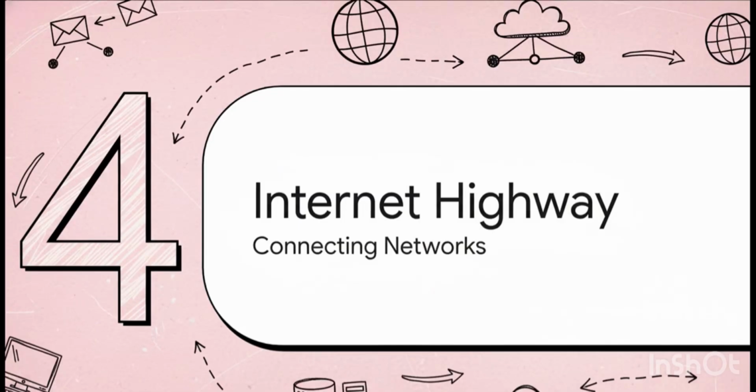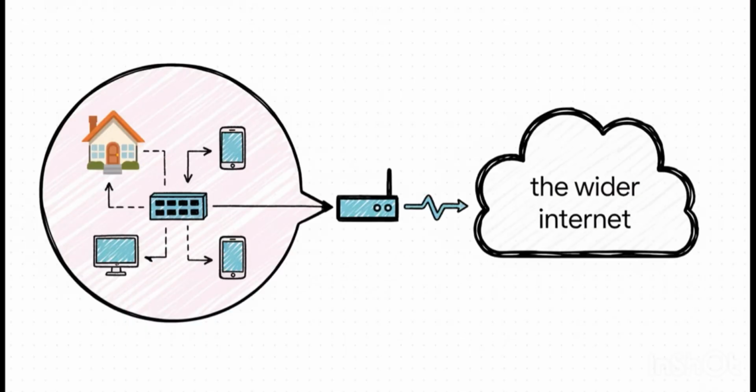Our packet has successfully navigated the local network and made it to the router. Now it's time to leave the neighborhood and hit the vast global highway we call the internet. Now this is a really important distinction, and it's where we see the difference between what's called Layer 2 and Layer 3 in networking. A switch at Layer 2 only deals with traffic on the same local network, but a router at Layer 3 has a much bigger job. Its purpose is to connect different networks together. It's the gateway to the wider internet.